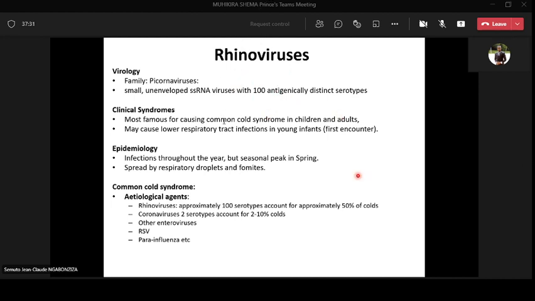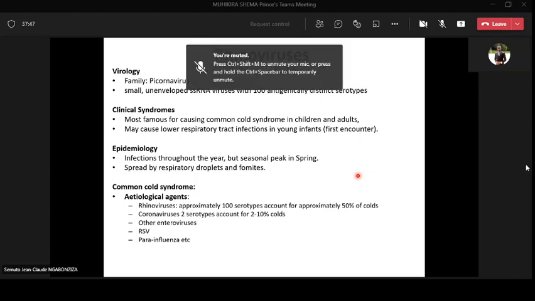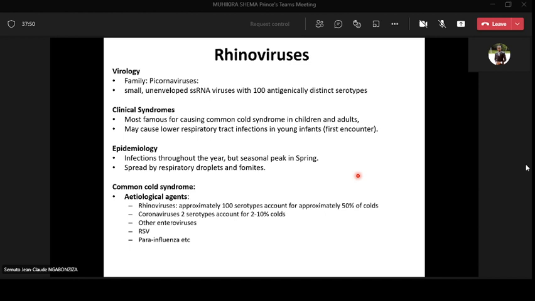Because there are more than 100 antigenically distinct serotypes, a person can get reinfection with other strains many times. That is why a person can catch a cold in the same season and get sick again, because it comes from a different antigenically distinct serotype, and it causes common cold in children. It may cause lower respiratory illness, common cold syndrome. So approximately 50% of common colds are caused by rhinoviruses.